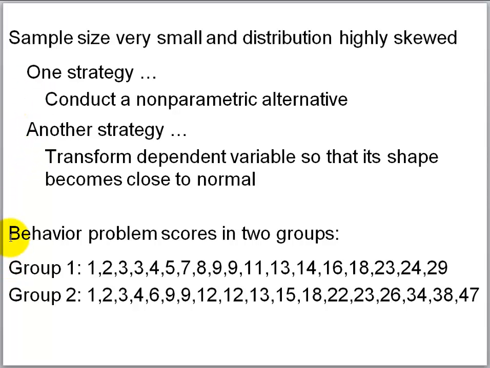So consider the behavior problem scores in Group 1 and Group 2. Within each group, these scores are ordered from lowest score to highest score, and you can see that within both groups we have positive skew. That is, the scores are more spread out at the higher end and, relatively speaking, more clustered or bunched at the lower end of the distribution.